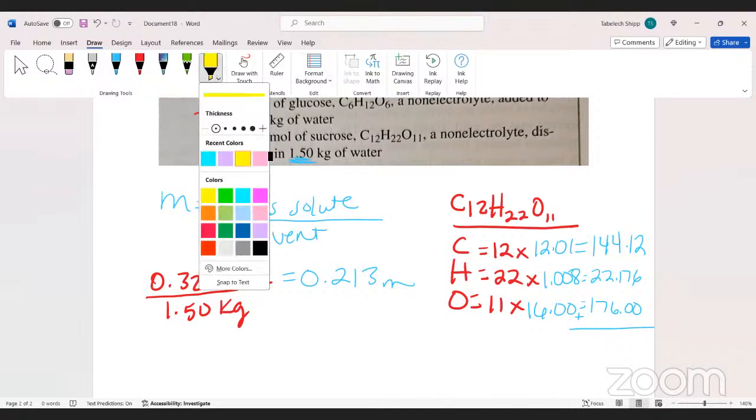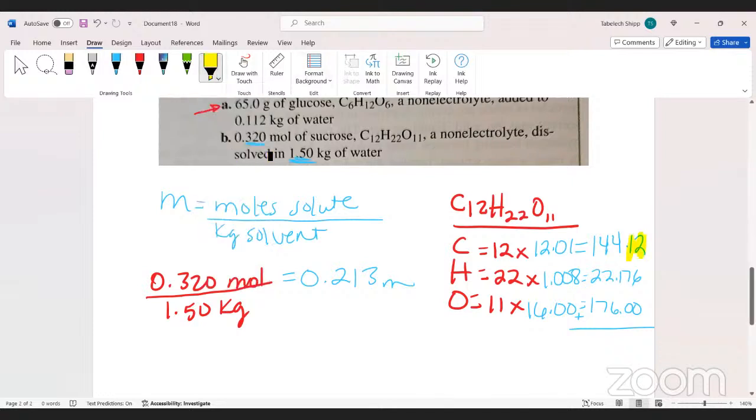So I'm going to highlight these numbers. I only have 2 numbers after the decimal in this particular value. I have 3 digits after the decimal for this number. Over here for this last one, I have 2. So when I add all these numbers up, and I'm going to do that right now so you can see that, 144.12 plus 22.176 plus 176.00, this gives me 342.296.